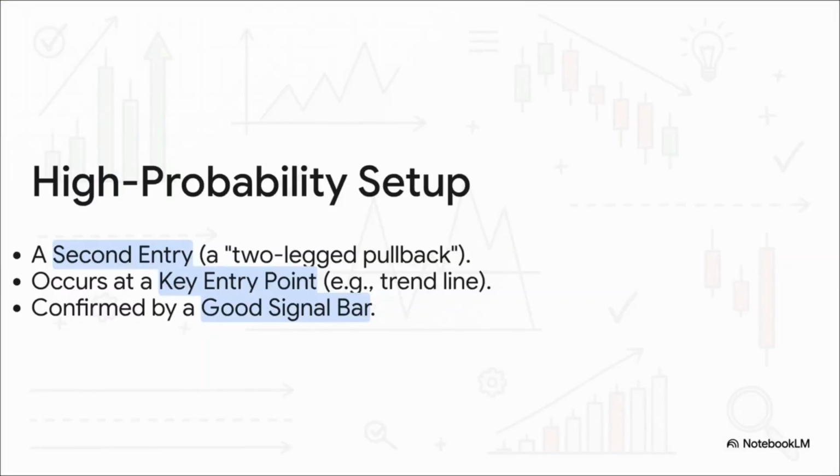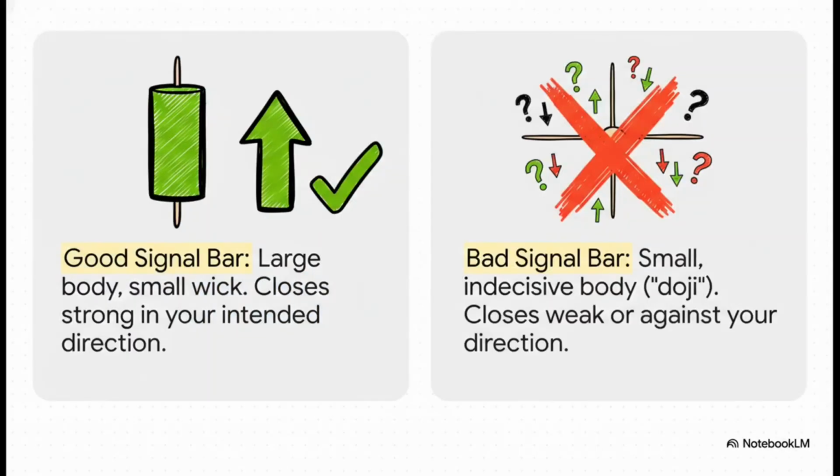Now, the key is you need all 3 of these ingredients to line up at the same time. First, what's called a second entry. See, markets often pull back in 2 distinct waves or legs. Waiting for that second leg gives you a much more reliable entry. Second, this whole pattern has to happen at a key area on your chart, like a trend line. And then finally, you need one last piece of confirmation. And that confirmation is rule number 5, the signal bar.